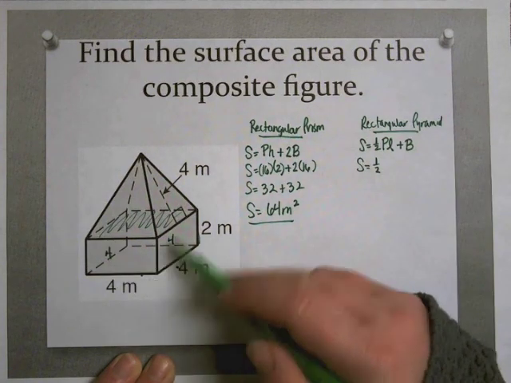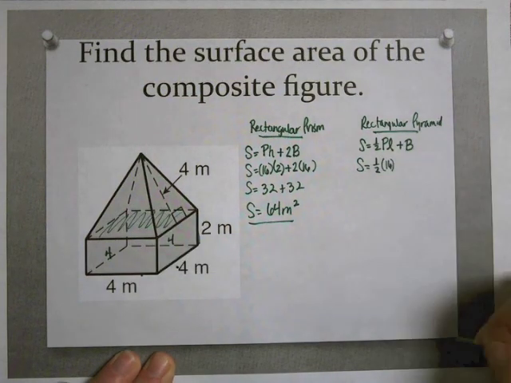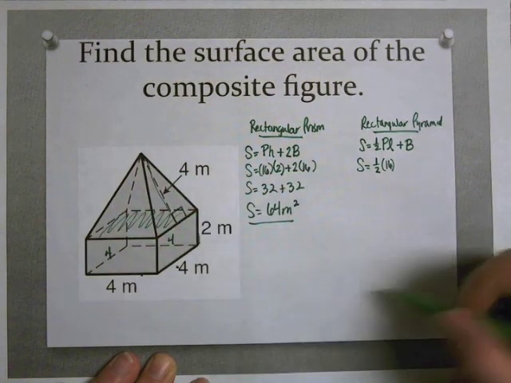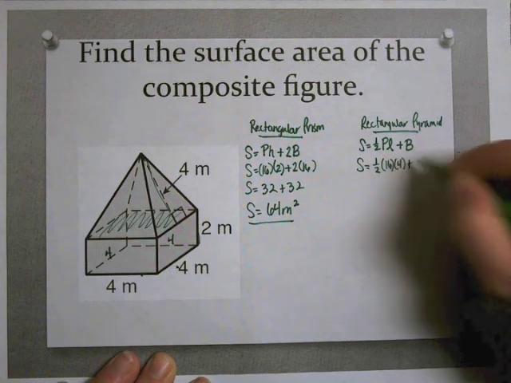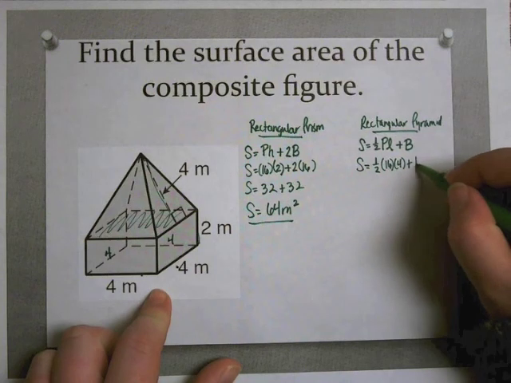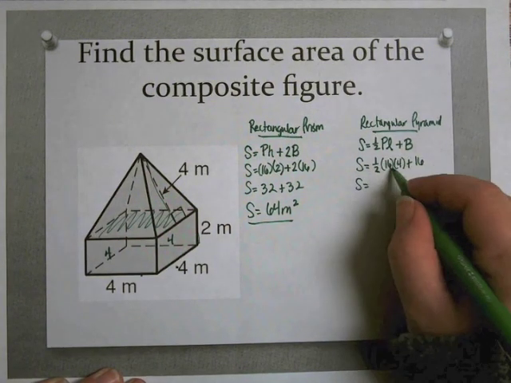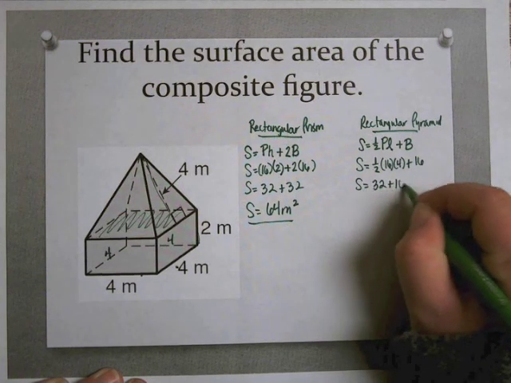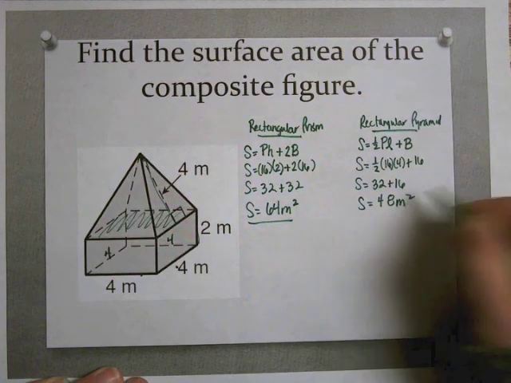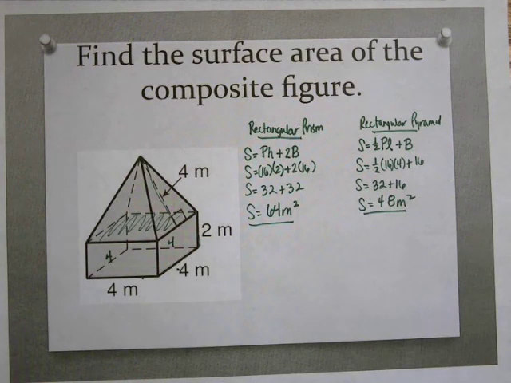Now let's figure out our rectangular pyramid. Our surface area is 1/2 the perimeter of our pyramid's base, which is the same as the perimeter of our square, 16. Notice our slant height is going down the side face there. That is 4. Plus the area of the base, which is the same as what we had here, 4 times 4, 16. So I'm going to take half of 16, which is 8. 8 times 4 is 32, plus 16. So the surface area of our rectangular pyramid is 48 meters squared.